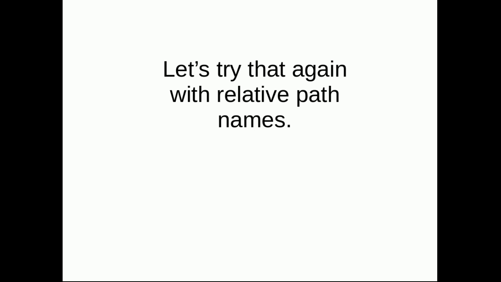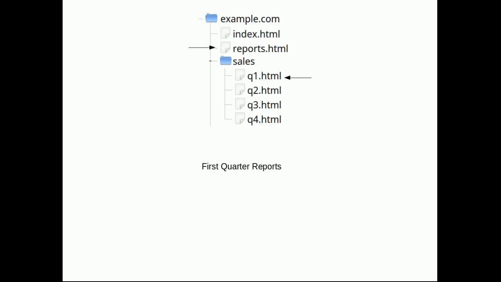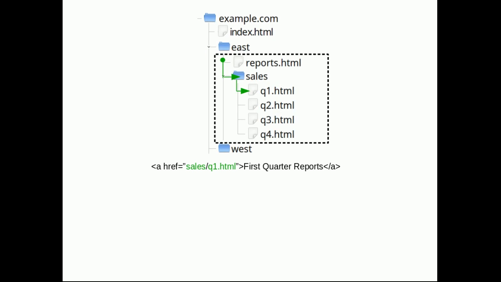So let's try that again with relative path names. In our first example, we want first quarter reports to go from reports.html to q1.html in the sales folder, and the relative path name is sales/q1.html. And even when we move everything into the East folder, that link will continue to work because, starting from where we are now, we just go to sales and then to q1.html.